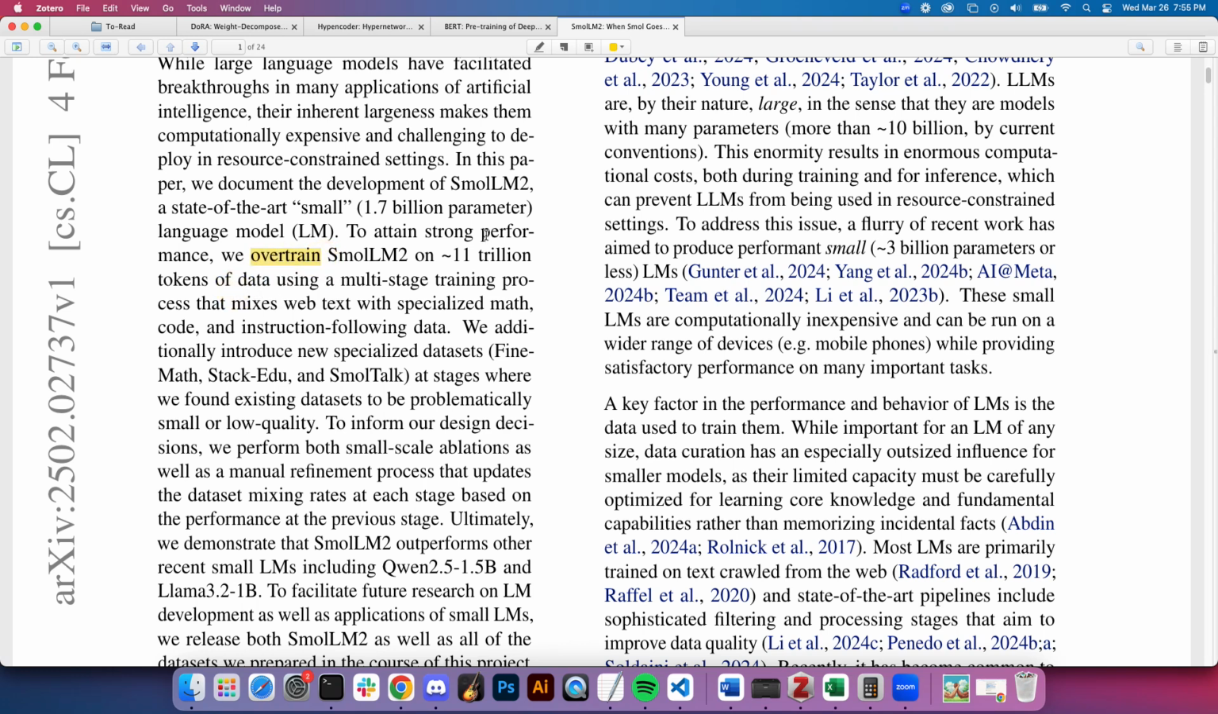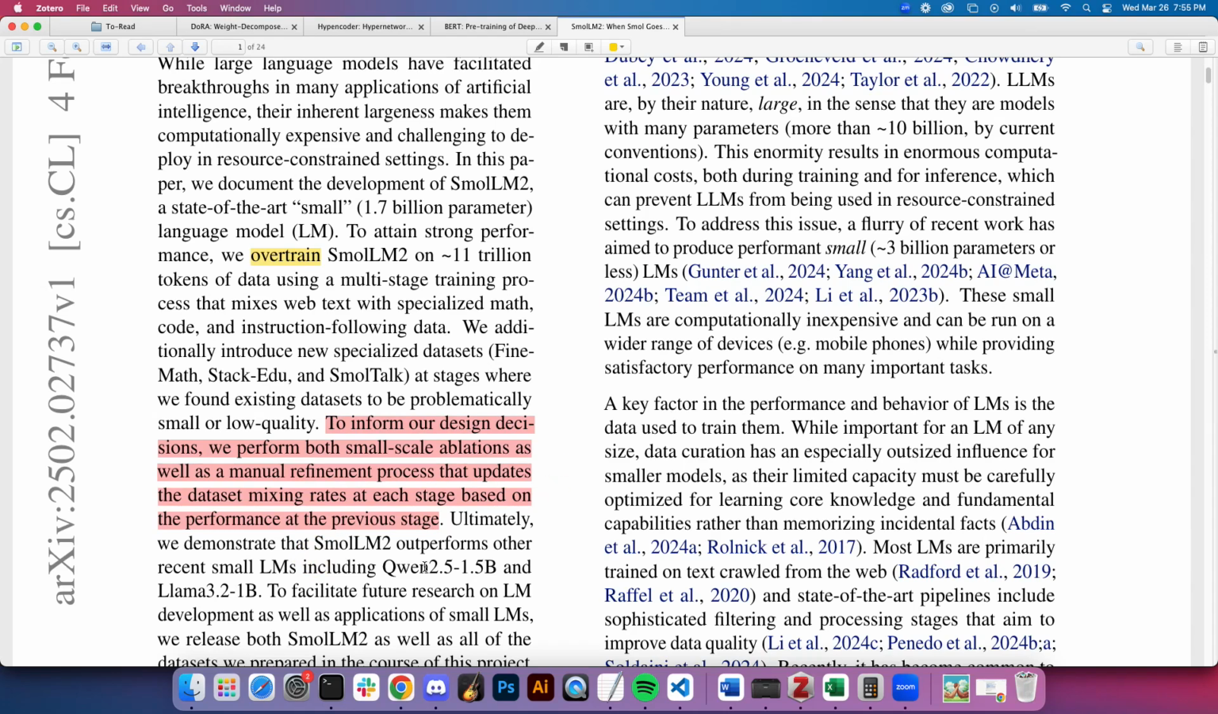SmolLM2 on 11 trillion tokens using a multi-stage training process that mixes web text with specialized math, code, and instruction following data. They introduce new data sets, FineMath, Stack-Edu, and SmolTalk, at stages where we found existing data sets to be problematically small or low quality. They run ablations, and they do a manual refinement process that updates the dataset mixing rates at each stage based on the performance at the previous stage. So that's definitely something that we'll have to understand more.